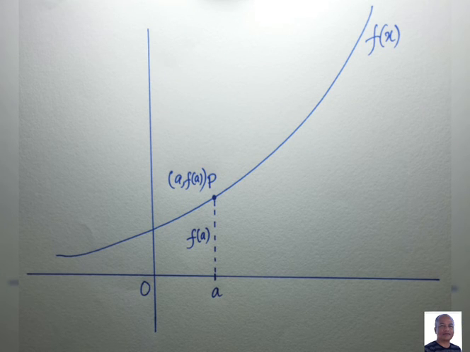Now say, let us take a real number a on the x-axis. Now f of a will be the height of the line from the real number a to the point P. So that is f of a, and hence the coordinates of point P will be a, comma, f of a, x, comma, y.